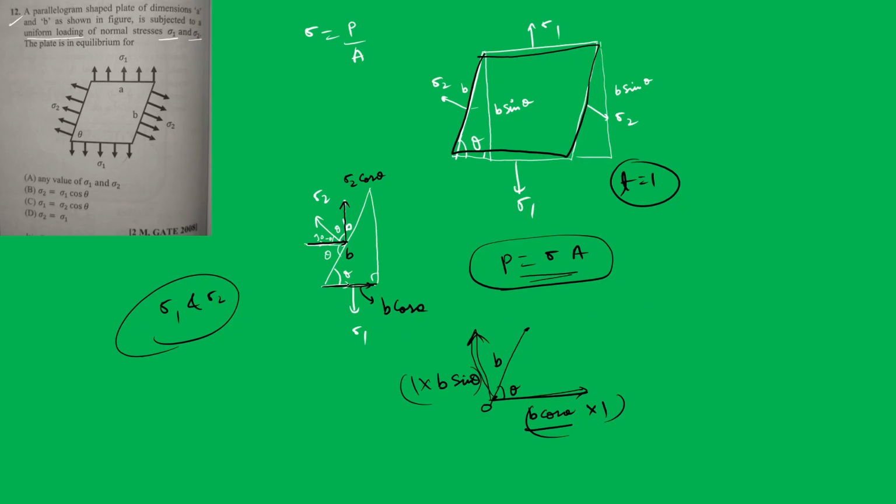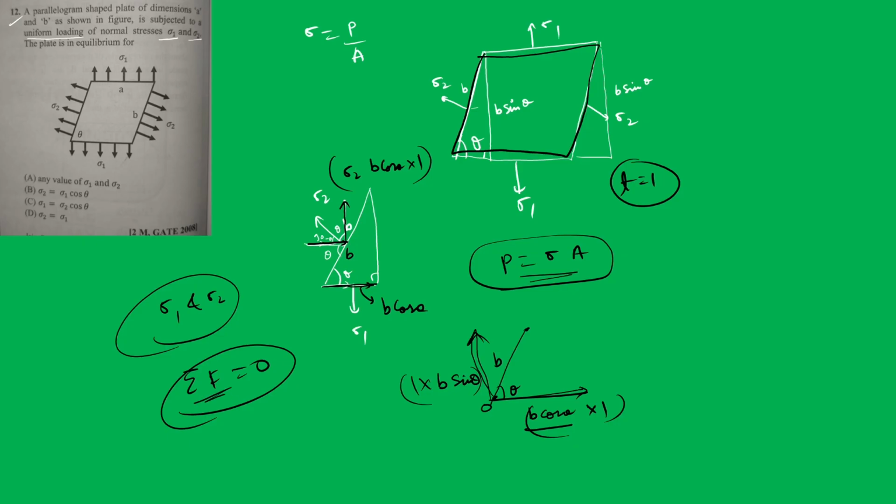Now, sigma 2 into b cos theta into 1 will be the load in y direction. So what we are going to do is summation of forces equals 0. We are going to balance the force equation.